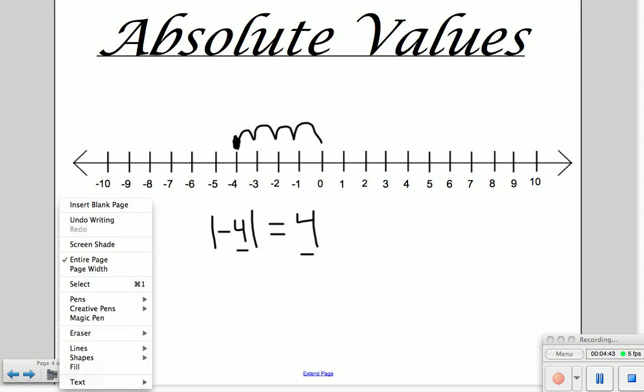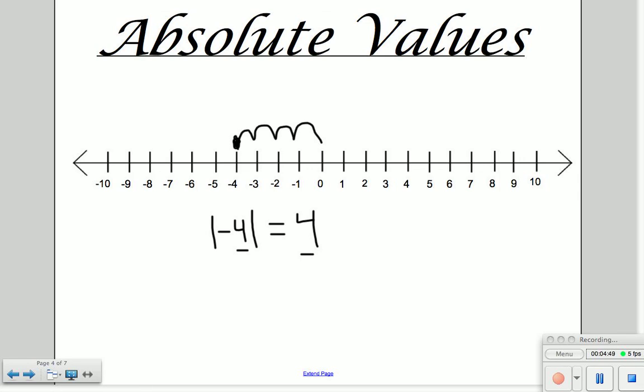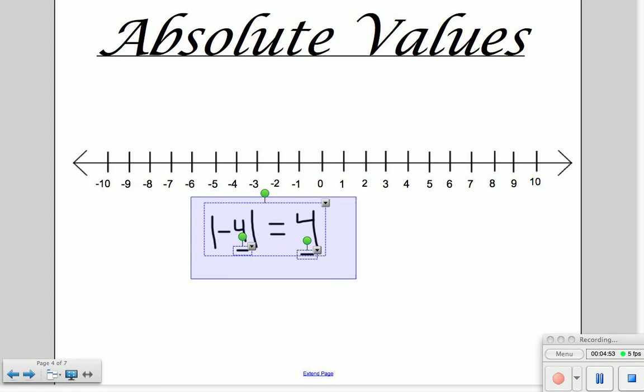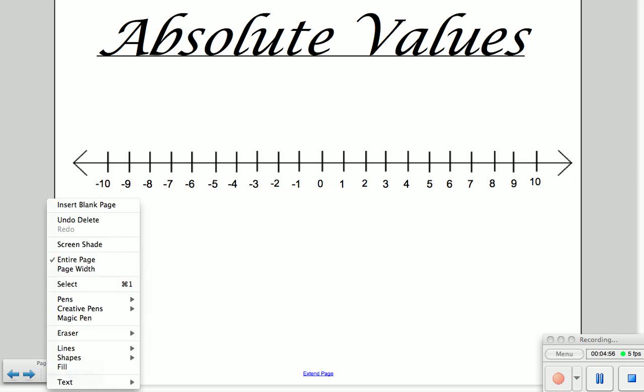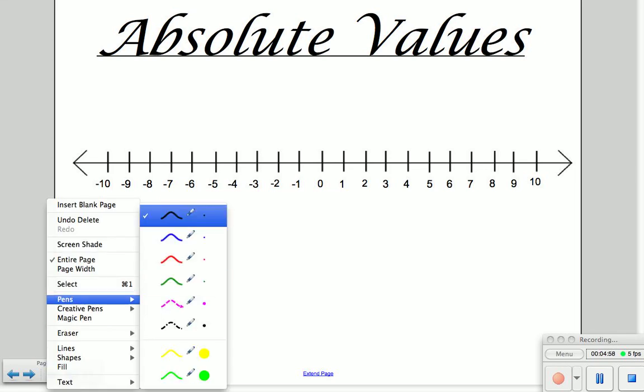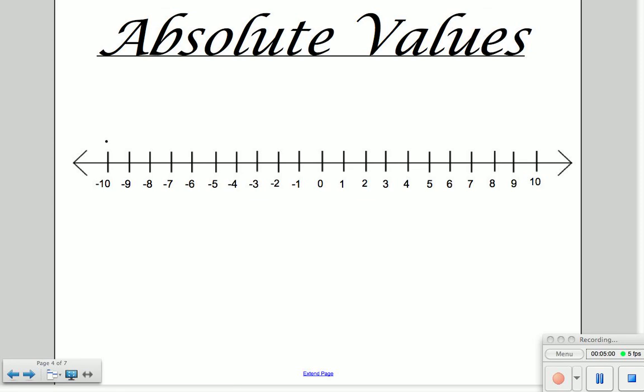So something you notice now is that when you take the absolute value of any number, your absolute value is always going to be positive because you're only measuring distance. You're not measuring direction. Okay? So it doesn't matter whether I have a value that's all the way out here in -10 land.